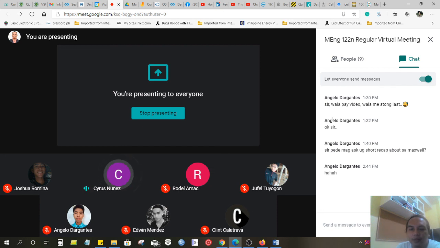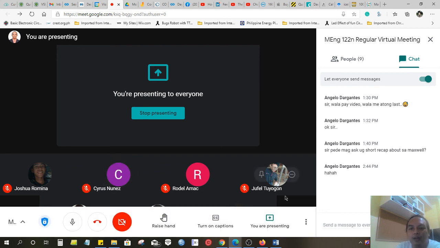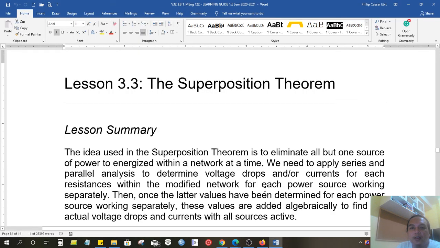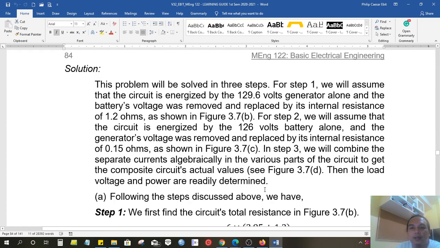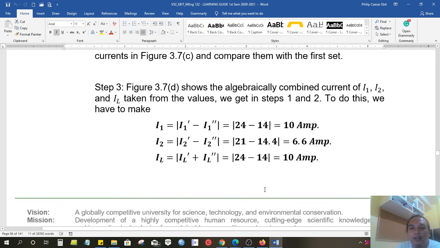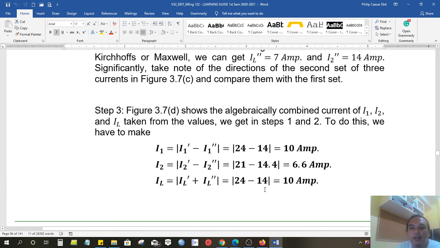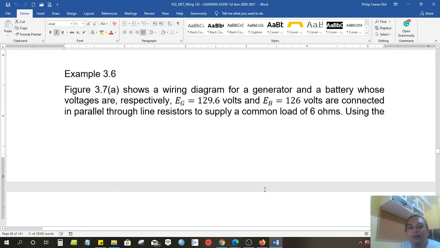Sir, ang current sir ba i-plus lang no para makuha? Oh, i-plus ato siya. Walay instances na mag-minus. Naa dito sa module, inyo to siyang i-basahon. Naay nag-minus ko diha, and naa dire explanation. So actually basahon na ninyo.